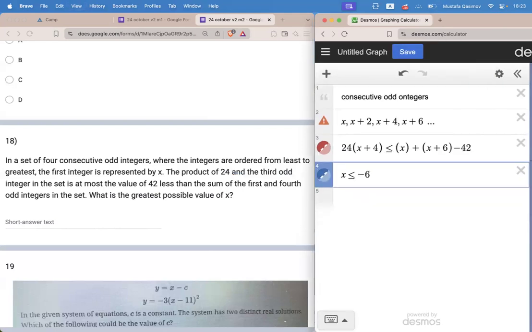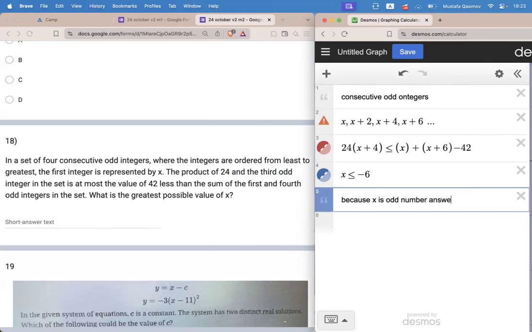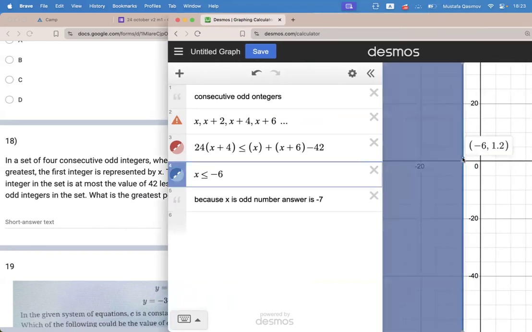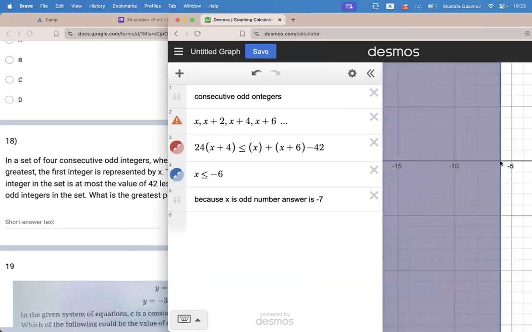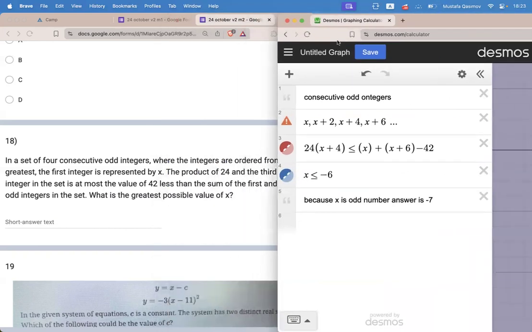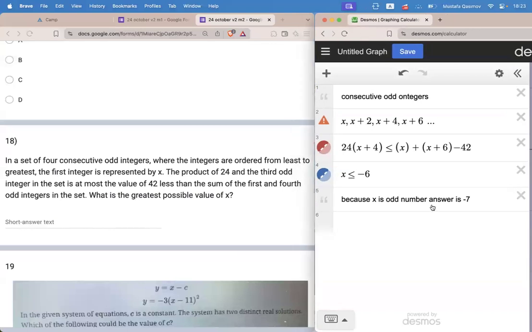Okay, some students here take negative 6. It is not correct because it is not odd. Because x is an odd number, the answer is negative 7. And some students take negative 5. You can see that negative 5 is also not the answer. We don't have negative 5 here. It can be negative 7 only. Any questions?